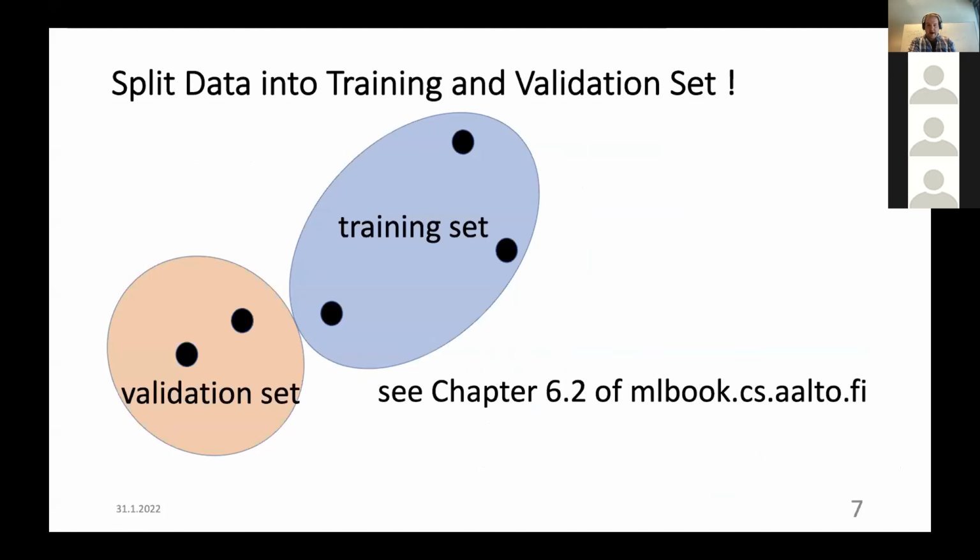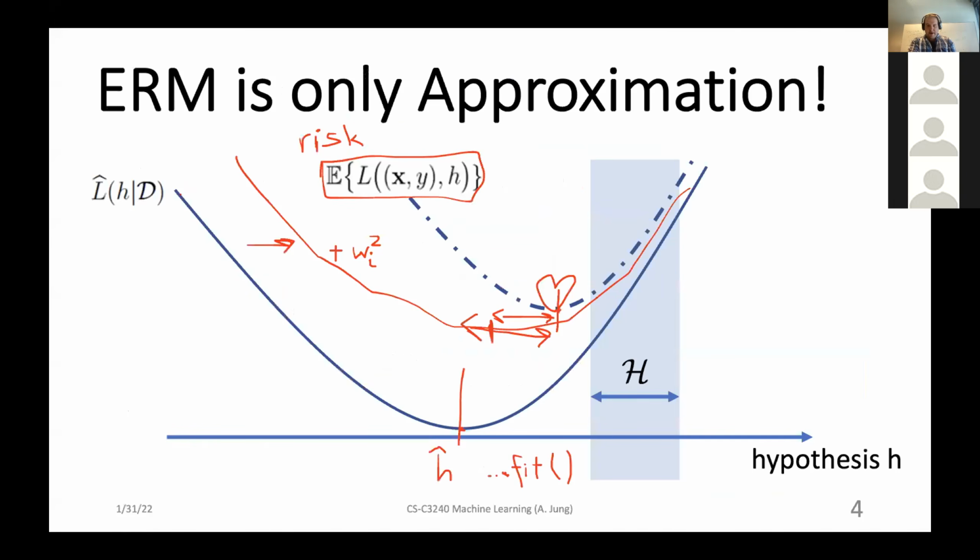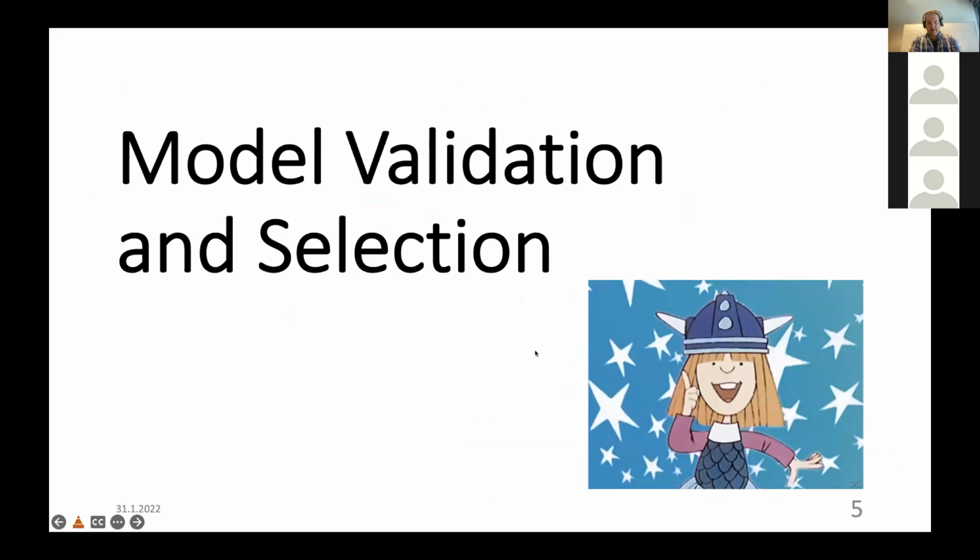And we try out the trained or learned hypothesis on the validation set. So we train on the training set, we get this learned hypothesis H hat, and we try then out this hypothesis on the validation set. And if the validation error is large, we know that this hypothesis is no good in general. This hypothesis is only good for this training error, so it minimizes the training error.